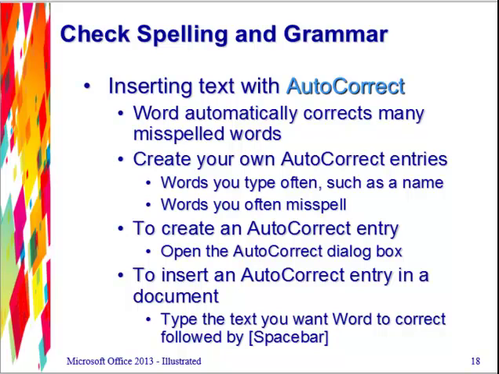So, inserting text with autocorrect. Autocorrect will fix what you misspell. You can create an autocorrect entry to fix things for you, or you can actually autocorrect as you go along. You can have autocorrect put in a replacement word for anything that you'd want it to. You type the text you want in the autocorrect bar, and then you hit the space bar and it automatically puts it in. So that's the basics of autocorrect, spelling and grammar check, and find and replace.